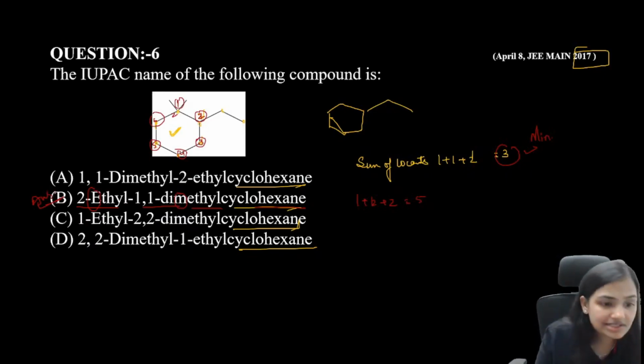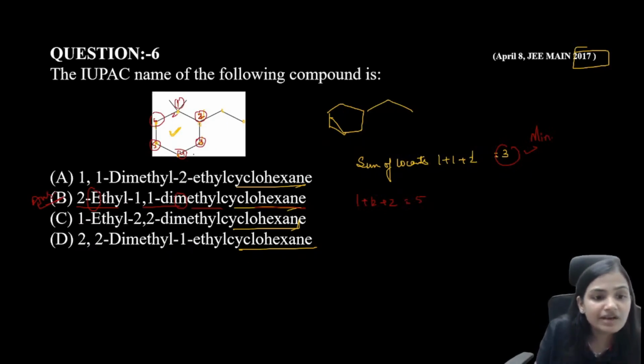Ramesh, you people are saying C. 1-ethyl, no, we will keep 1,1-dimethyl. Sum of locants. Swapnil, don't forget about the sum of locants. Sum of locants has to be minimum, na? This is a substituted molecule.